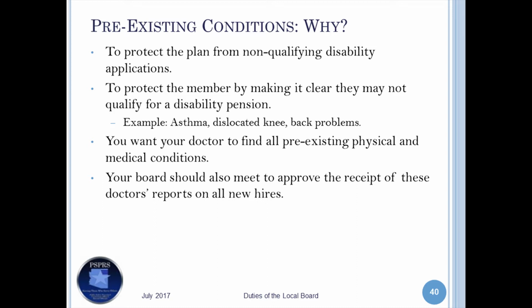So it protects the member to make sure they don't qualify for disability, that they had back problems prior to that. You want the doctor to find all pre-existing conditions in the medical records and notate that in the member's file. And your board should meet and approve those, and the doctor report on all new hires.